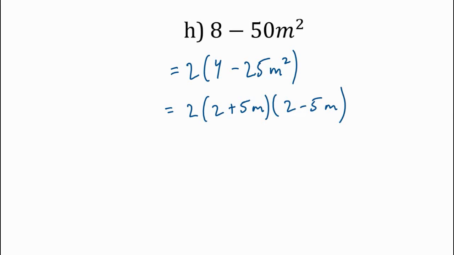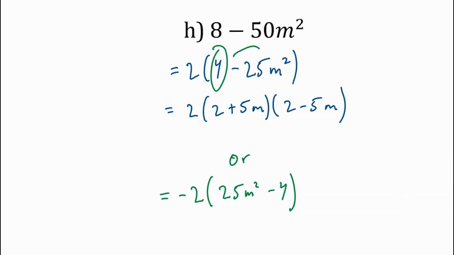Last thing I'm going to do, I'm going to talk about a couple more things. So there is another way we could do this. It's very minor. Okay, what if instead of factoring out a 2, I factored out a negative 2? Well, then I would have ended up with 25m squared minus 4. And so notice how the 4 became negative and the negative 25 became positive. And so they just kind of traded places. And that only happened because I took the negative out front.